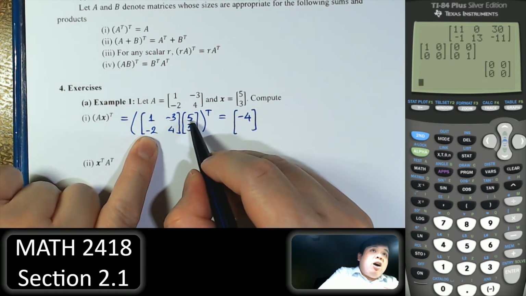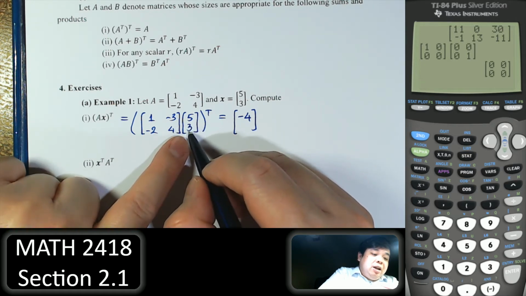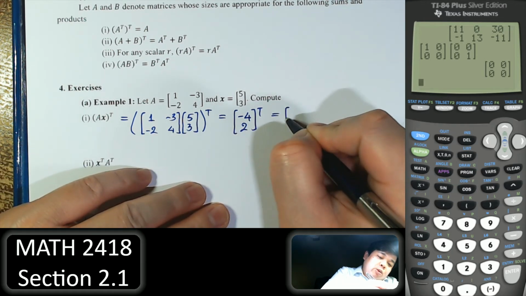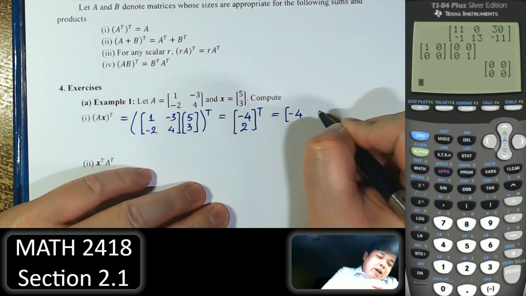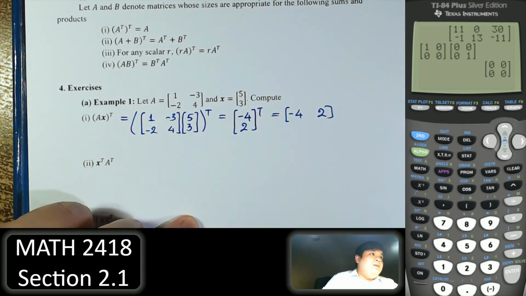Negative 2 times 5, negative 10. 4 times 3, 12. Negative 10 plus 12 is 2. And then we transpose this, and we end up with negative 4 and 2. So a column turned into a row. Well, let's check.